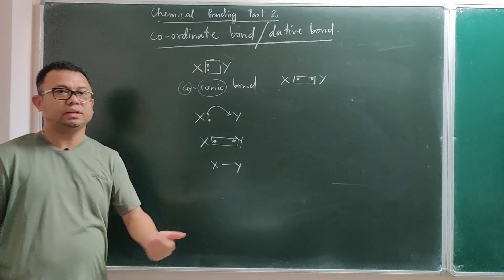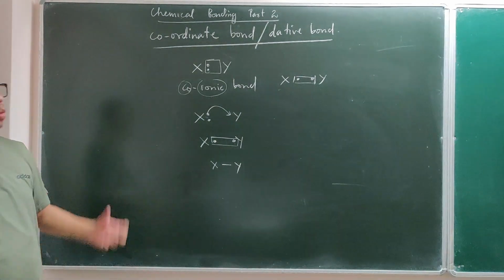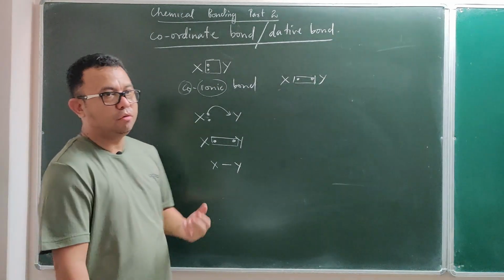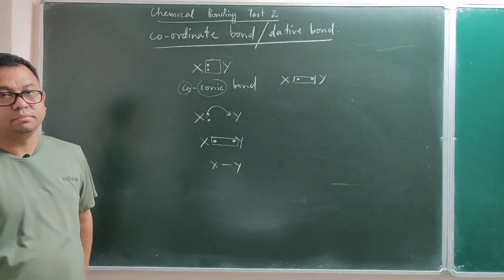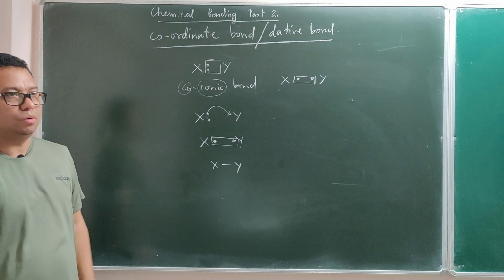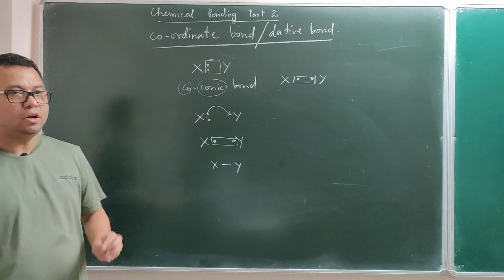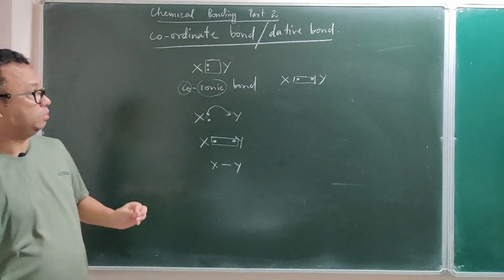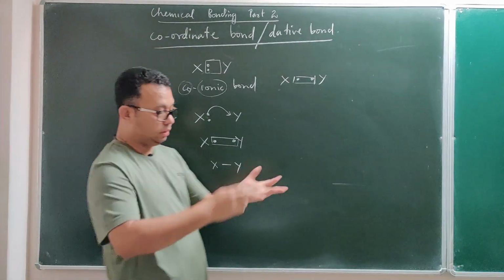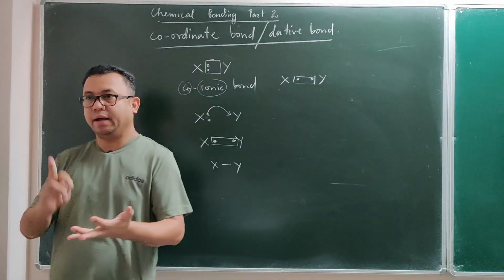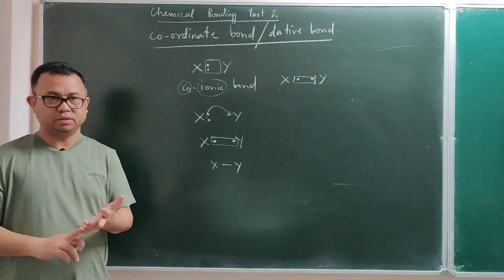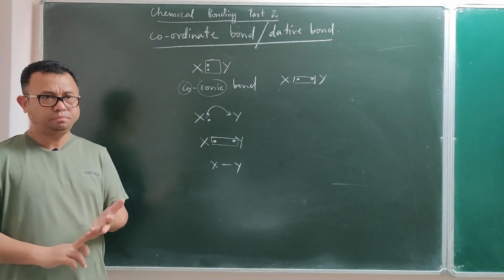Now I think two things I am going to discuss together: coordinate bond, and at the same time formation of hydronium ion as well as ammonium ion. Now what is that hydronium ion and ammonium ion formation? Again I am repeating, coordinate bond, hydronium ion formation and ammonium ion formation. Let's discuss these three together.